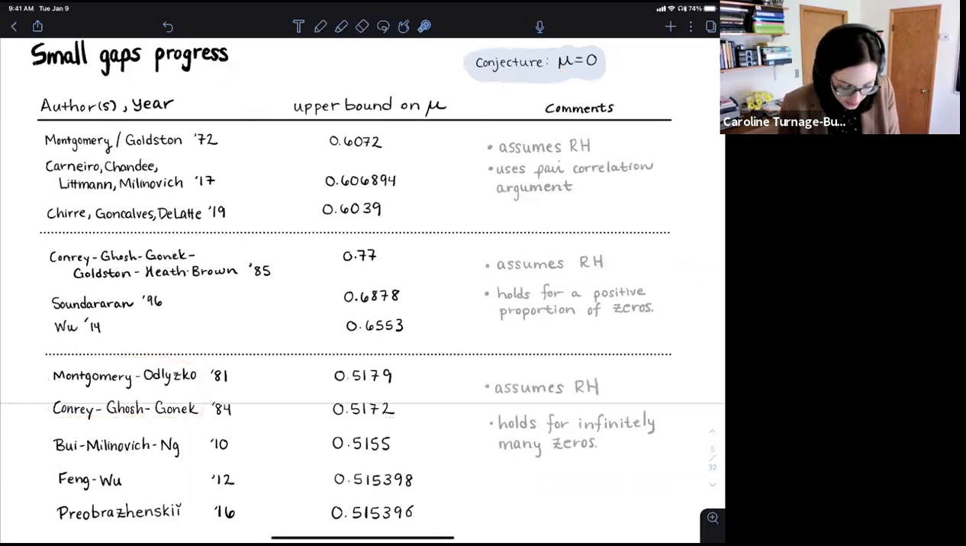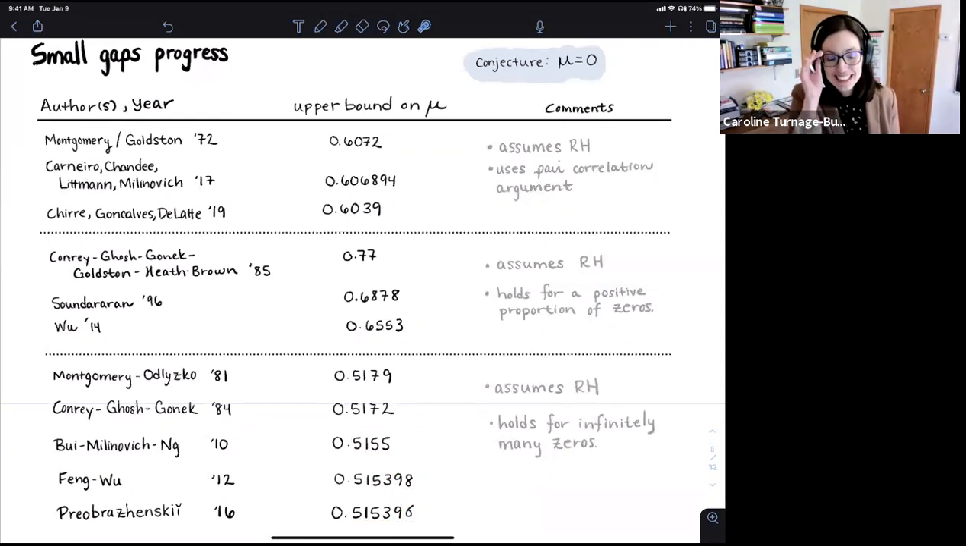And then later, Bui, Milinovic, and Ng combined approaches from these previous two papers in an interesting way, and were able to make a significant reduction. Significant now is in the context of how these results are going. And then Feng and Wu made a refinement and changed the 5155 to a 515398. I think really in their paper, they just put a 4 here. But then Preobrazhenskii is really careful to note that this is what Feng and Wu really got, and he's able to get the result down a little bit more.